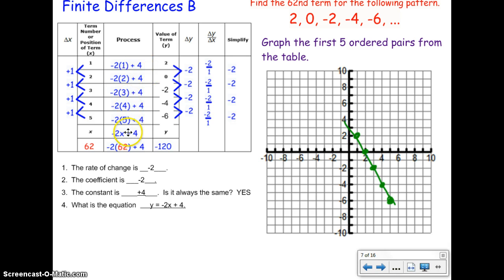If we continue all the way down, the 62nd term has a value of negative 120. As we plot our points, we can see that our rate of change will be negative because as the value of x increases, the value of y decreases. The rate of change is negative 2. The coefficient is negative 2. The constant is plus 4. And it is the same for every row of the table.